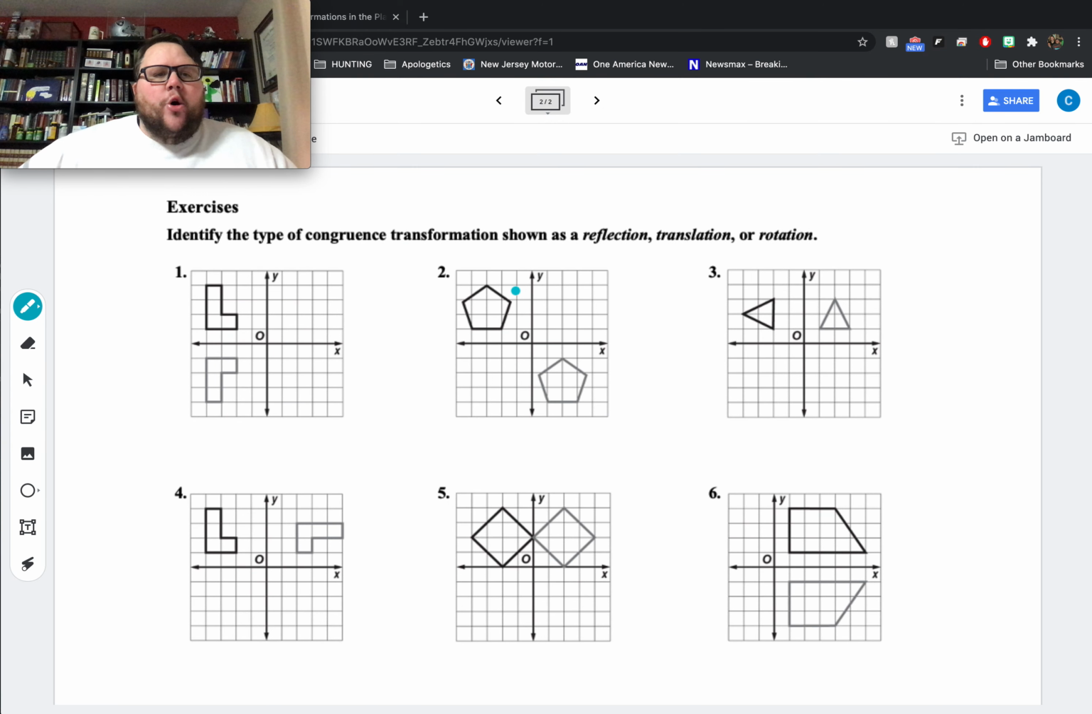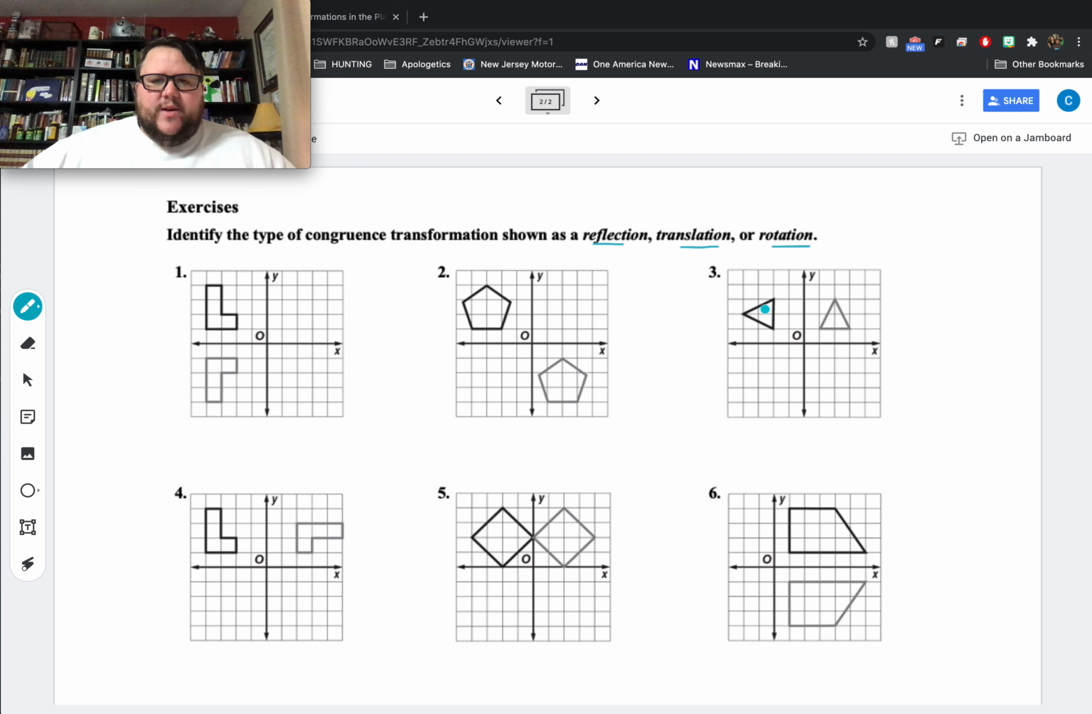So let's go ahead and look at what you're doing for this assignment. For this assignment, all you're doing is telling me whether it's a reflection, a translation, or a rotation. So you're not doing any other thing. You're just looking at it and telling me if it's a reflection, rotation, or translation. So if we looked at number one, it flips over the x-axis. So we know that as a reflection. Number two, if you notice, it slid down to the fourth quadrant, from the second to fourth quadrant. So that is a translation.